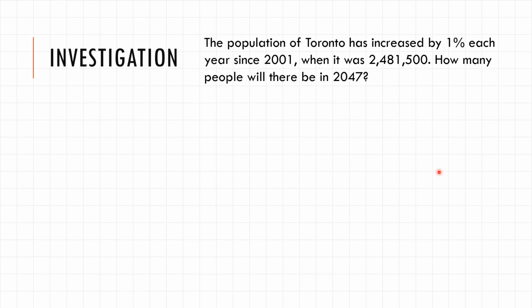In this next example, the population of Toronto has increased by about 1% every year since 2001. In 2001, it was 2,481,500 people. Let's see if we can predict how many people there will be in 2047. So in 2001, so 0 years after 2001, we know the population. And if we want to find out how much it is going to be in 2002, we have to take this figure and increase it by 1%.